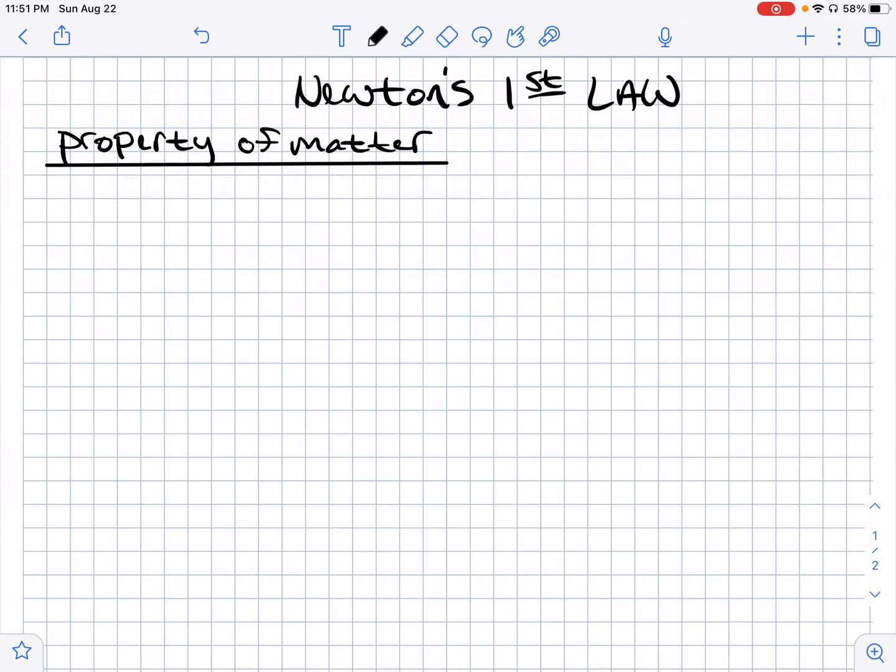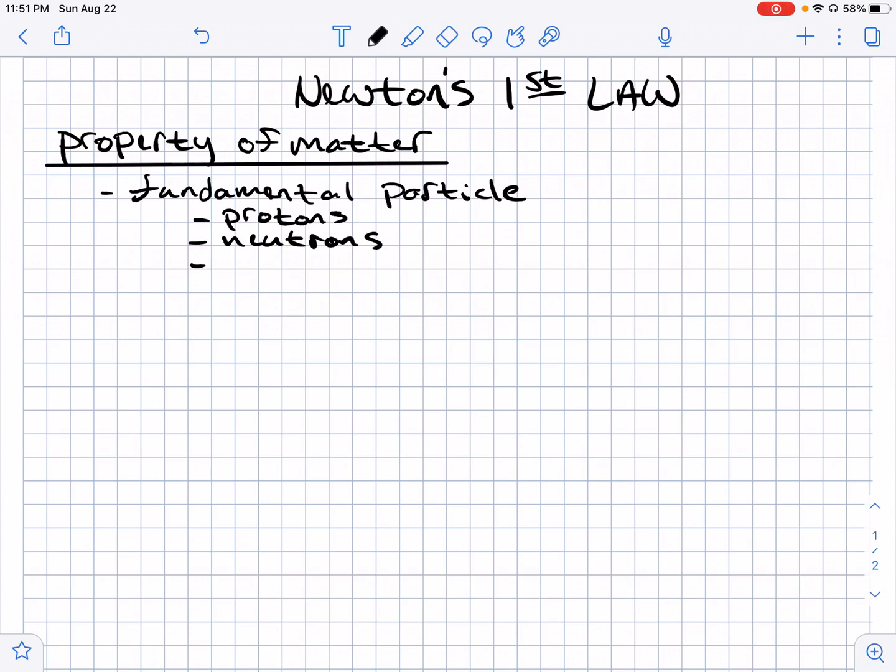And if we ask ourselves, what is matter? If you remember, matter is made up of these fundamental particles. And these fundamental particles include things like protons, neutrons, and electrons. Now we also know there's quarks, but we're not going to really worry about that right now.